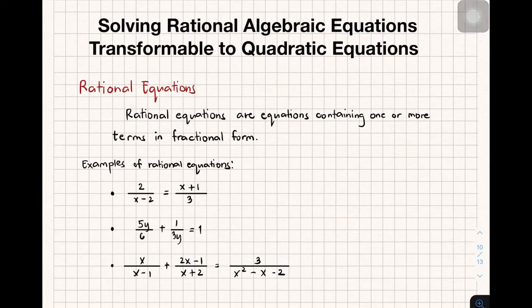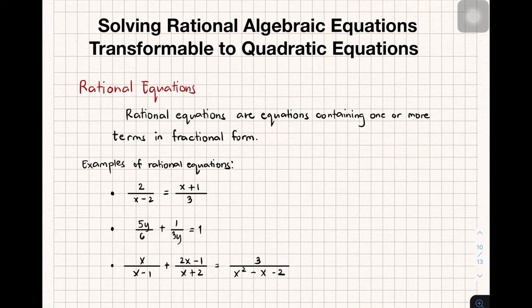Sa video natin ngayon, ang gagawin naman natin is we will solve equations na in the form of rational algebraic equations. Na kung saan, we can transform them into quadratic equations. By the way, what is rational equations? Rational equations are equations containing one or more terms in fractional form. Para mas madali niyo matandaan yung definition natin.